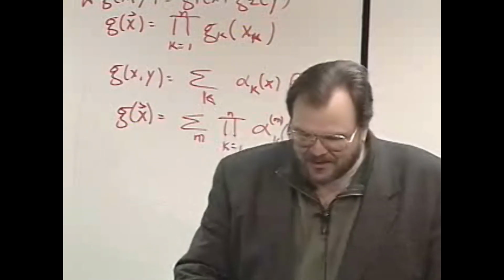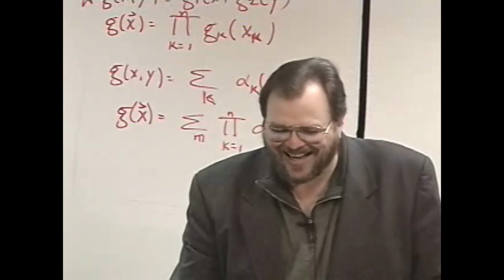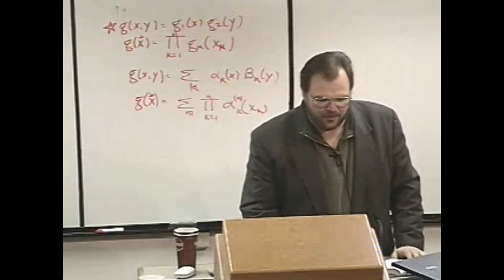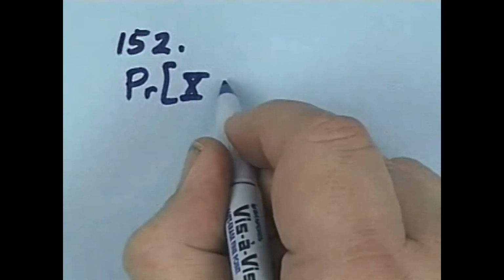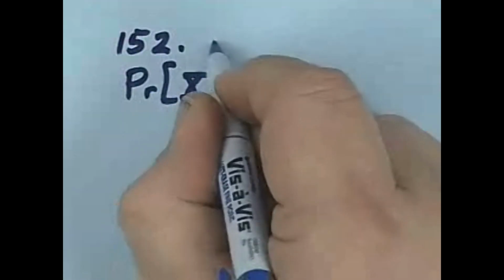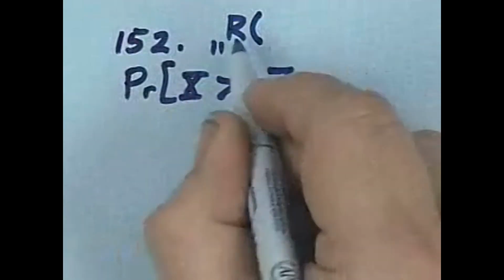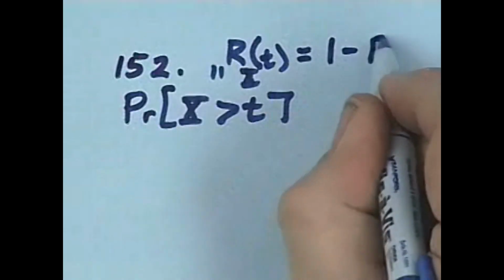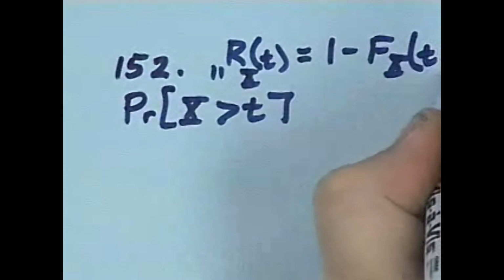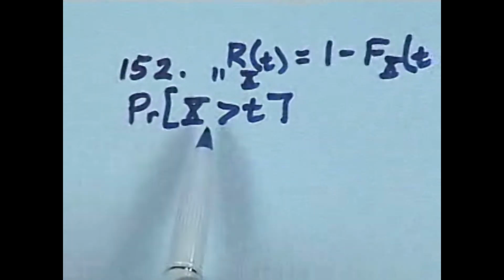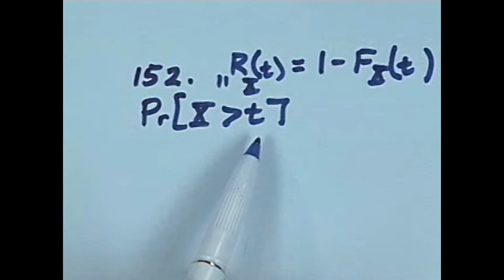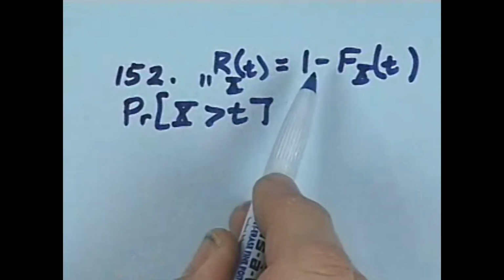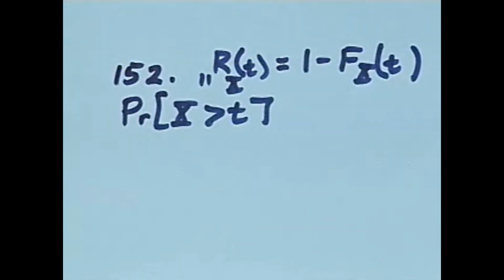Okay, let's go back to 152 here. We have this probability model, the probability that x is greater than t. By the way, this many times is referred to as a reliability model, as a function of time. And notice something interesting. It's actually 1 minus the distribution function for the random variable, because 1 minus this is the probability that x is less than or equal to t. Isn't that the definition of the cumulative distribution function? So the reliability model many times is said to be equal to 1 minus the cumulative distribution function.